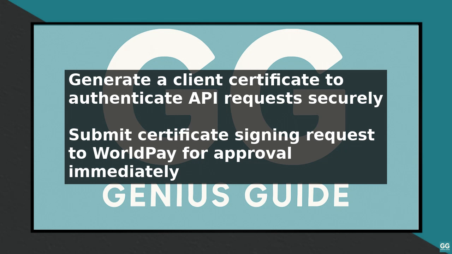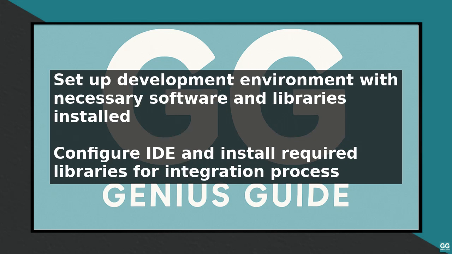Now, let's move on to the API itself. The WorldPay SOAP API uses XML to send and receive data. You will need to construct XML requests and send them to the WorldPay server, which will then respond with an XML response. To make a payment, you will need to send a payment request to the WorldPay server. This request should include information such as the payment amount, currency, and payment method. The WorldPay server will then respond with a payment response, which will indicate whether the payment was successful or not.